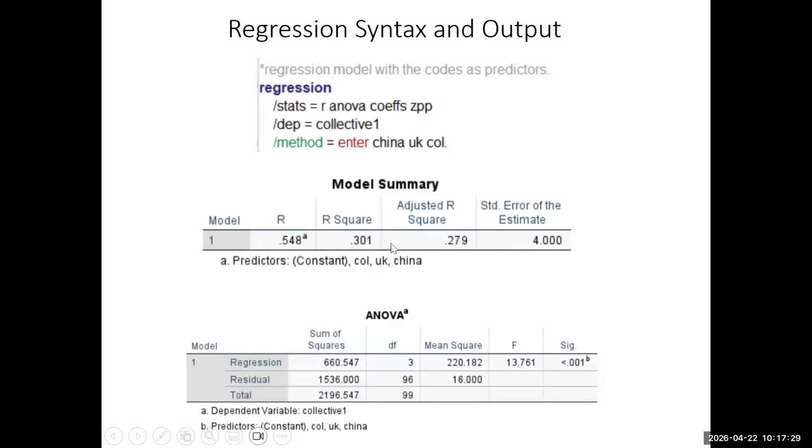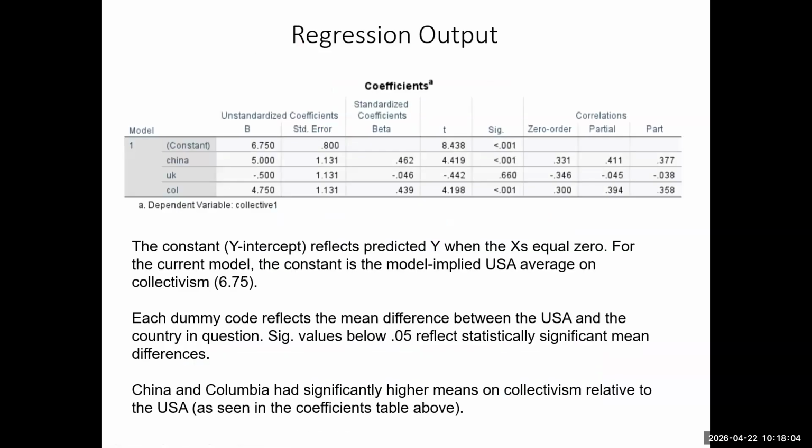Okay. In the model summary table, we get the R squared here. It's 0.301, suggesting that inclusion of the 3 predictor variables accounts for 30.1% of the variability in collectivism. And then the ANOVA summary table gives us a test of whether or not the overall model is statistically significant. So we would say F on 3 and 96 degrees of freedom equals 13.76. P is less than 0.001, suggesting that those 3 dummy codes are accounting for significant variability in the outcome.